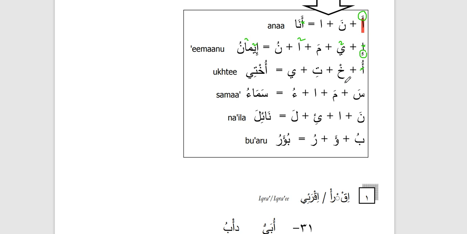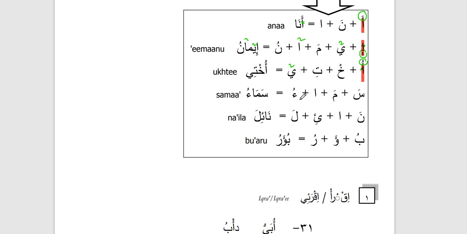Here, ignore it. Ignore the alif. Ignore the seat. Just see the hamza. Hamza with dhamma. This is with sukoon. Ukhti. It's with two counts. Ukhti.